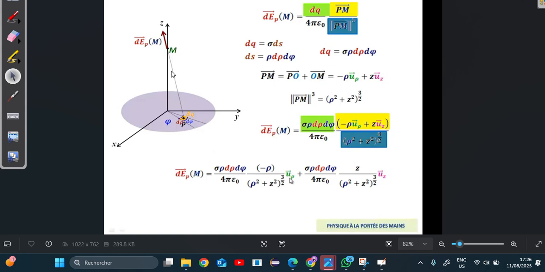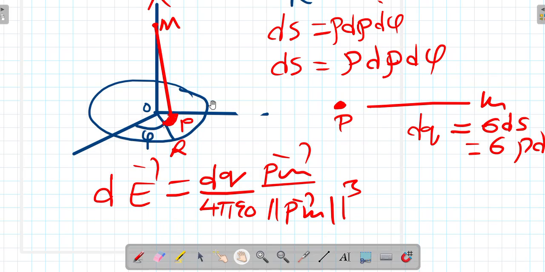Now, what you're calculating, the electrostatic field, is only in the z component, so you get rid of the other component. Here they put it in the calculation, but they're going to get rid of it, so you can just get rid of it without going further. So for PM, you just saw PO plus OM. PO is negative rho e rho, in the direction of e rho, plus z k.